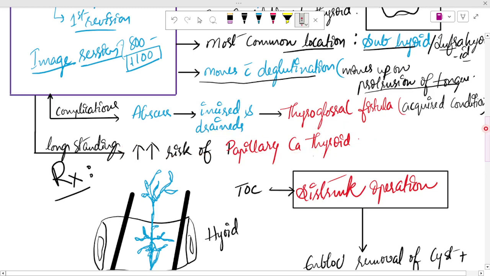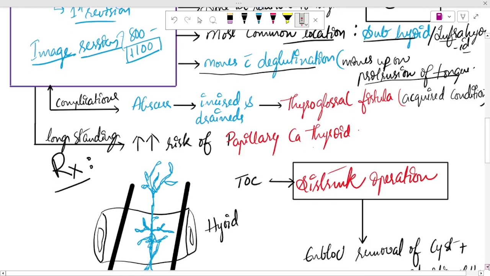Now, I want to ask you a question here. What is the most common form of carcinoma seen in thyroid? And the second question is, what is the most dangerous carcinoma in thyroid, the one with the worst prognosis? Please put it in the comment section, right? Now, getting on with the rest of the topic.